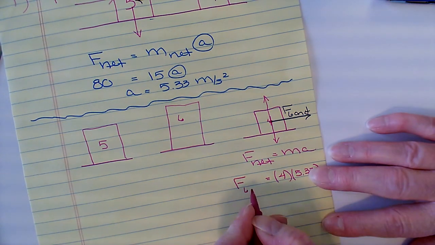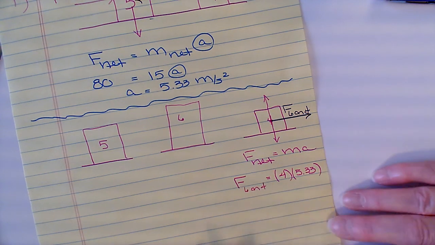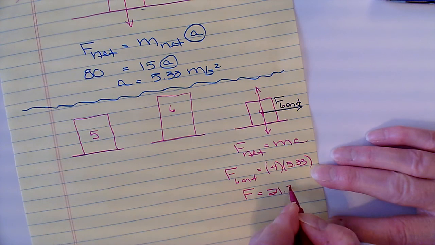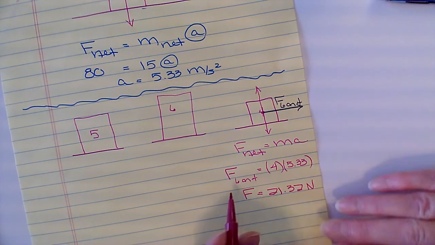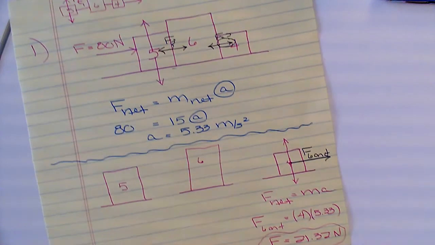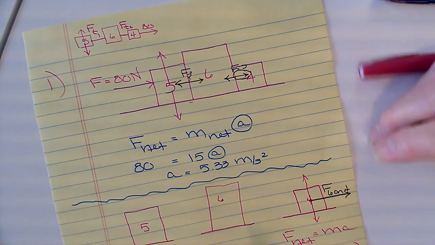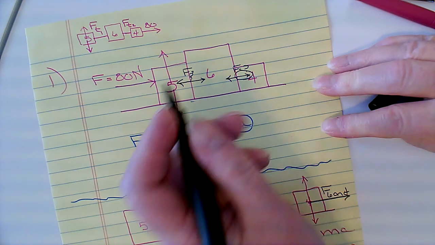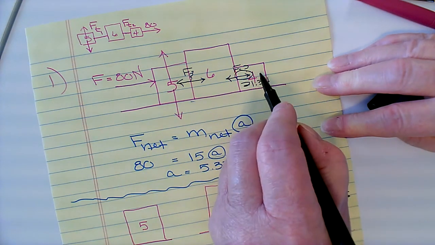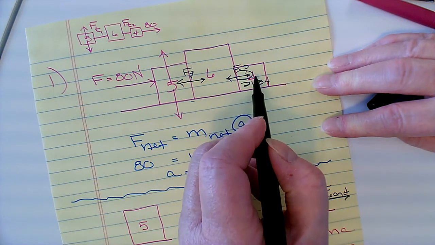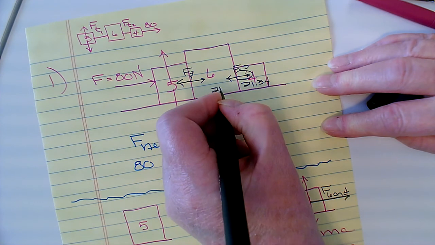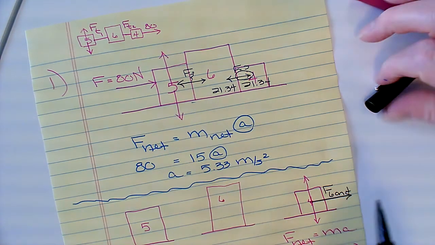So I'm going to write that 6 on 4 here, and I'm going to solve for that. And that turns out to be 21.32 newtons. So I'm going to circle that. And then I'm going to go back up to my picture here and clarify this for myself. So the 6 block pushes on the 4 with 21.34 newtons. But according to Newton's third law, the 4 block pushes back on the 6 with the identical force of 21.34. So I'm going to leave that there.